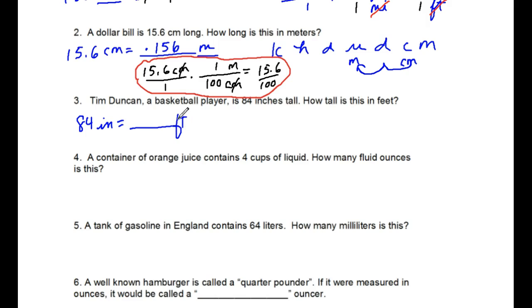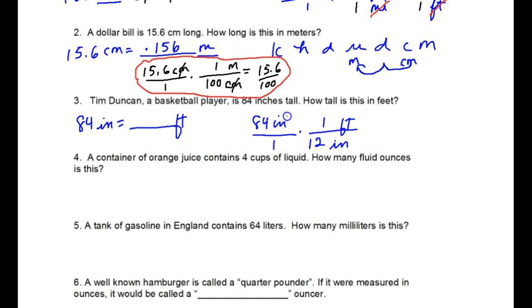So one aspect of doing these problems is to think about what you're starting with and what you're ending with. So you can write a little sentence like I have over here, a little equation. I want to make inches into feet. So I have 84 inches. I'm going to multiply it by a conversion factor that changes inches to feet. 1 foot is 12 inches.